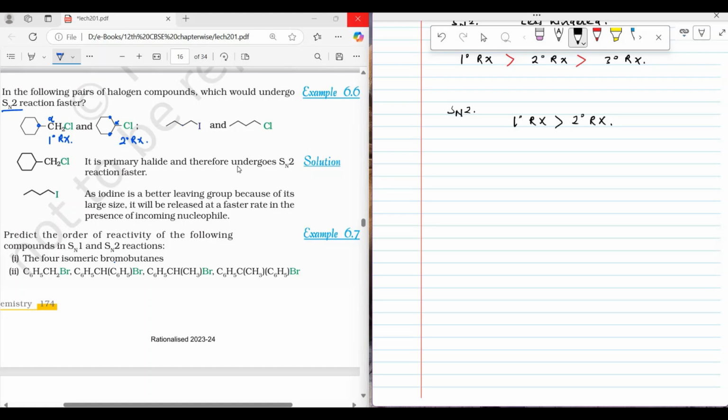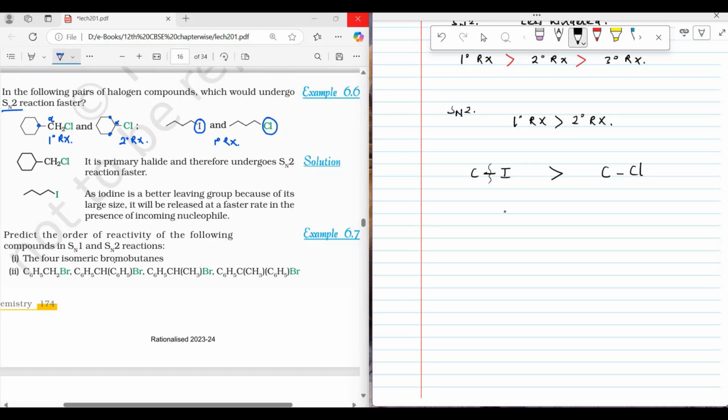In the second pair, both are primary alkyl halides. But in the first alkyl halide, the halogen is iodine, and in the second alkyl halide, the halogen is chlorine. And we know longer bonds are easier to break. Here the bond is formed between carbon and iodine, and in the other case, between carbon and chlorine. As iodine is bigger than chlorine, the bond length between carbon and iodine is bigger, and bigger bonds are easier to break. So it is easier to cleave the bond between carbon and iodine.